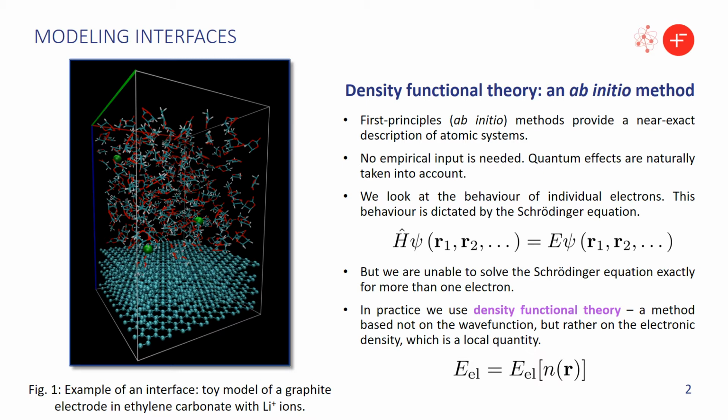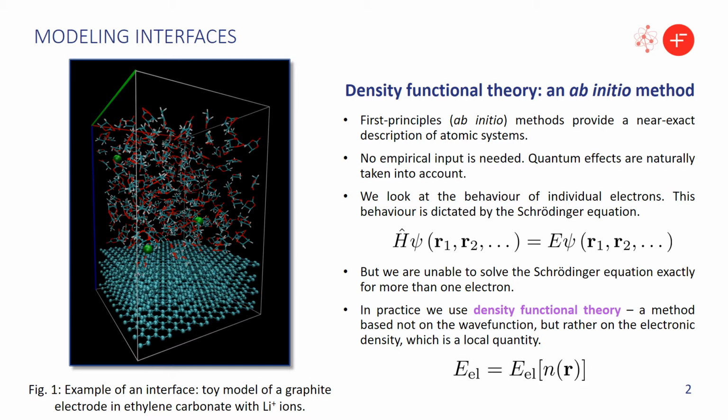Thus, the wave function in a Schrödinger equation depends on the electronic degrees of freedom. It's a function of as many position variables as we have electrons in our system. Unfortunately, we know how to solve the Schrödinger equation exactly only for one electron, and as soon as there are more, it becomes a numerical nightmare. Mostly because the wave function depends on so many independent variables.